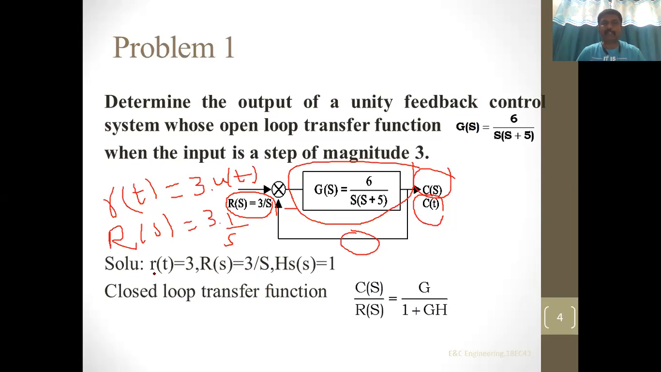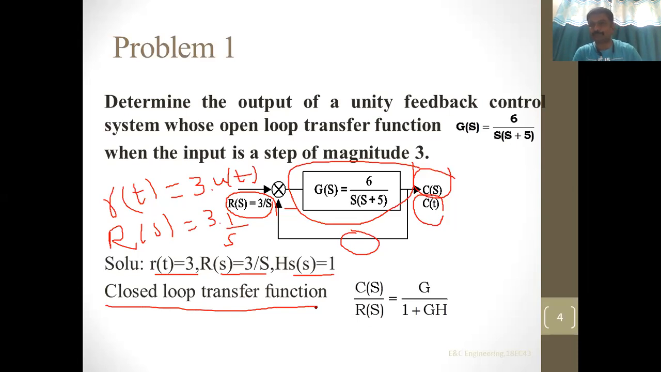Here R of t is given, we have evaluated R of S, and H of S is 1. Thereby next I shall go for the closed loop transfer function. What is the closed loop transfer function? C of S by R of S is equal to G divided by 1 plus G into H. That is G of S divided by 1 plus G of S into H of S. I think no one has forgotten this generic expression.